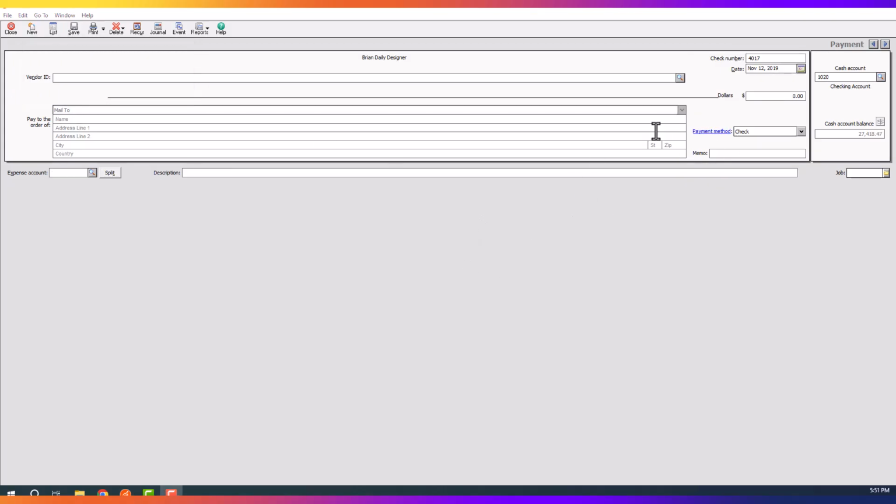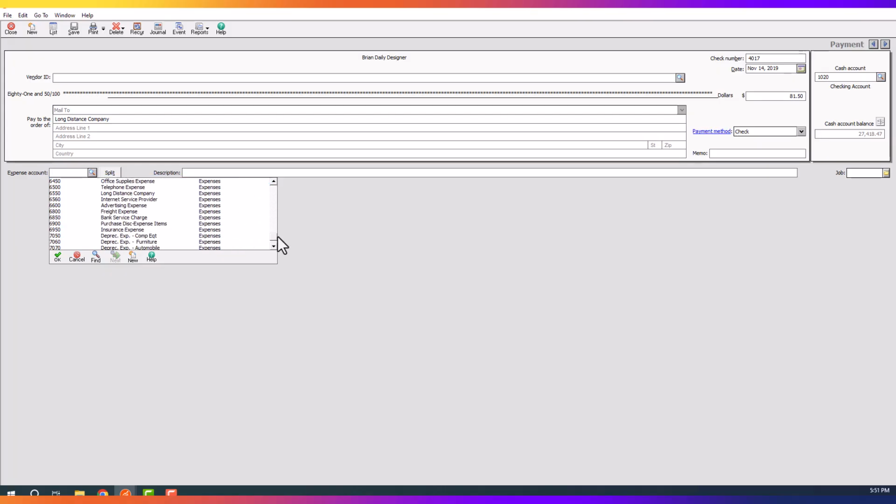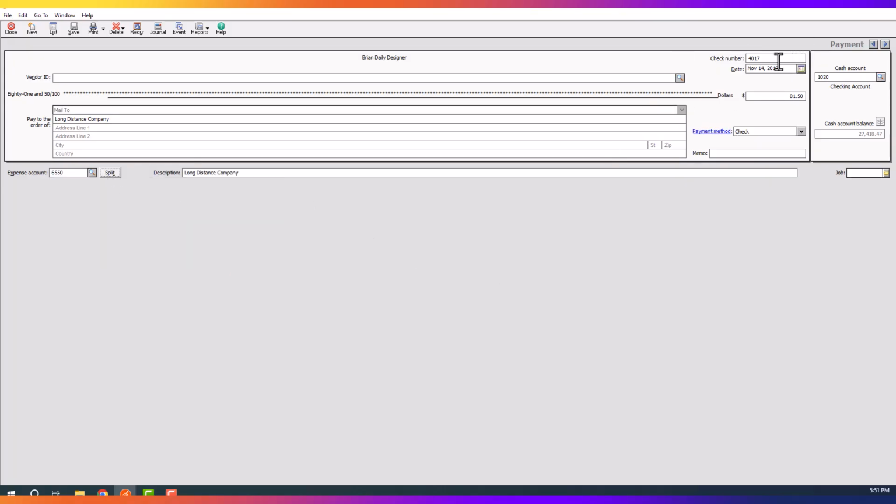Our next transaction is check 4017. It occurred on November 14th. And then we're going to enter all the details from the book. So I've got the amount in there, I got the name, it was long distance company, so we had a specific expense for that. So I find that in my list, it's account number 6,550. And once all the details match, I save the transaction.